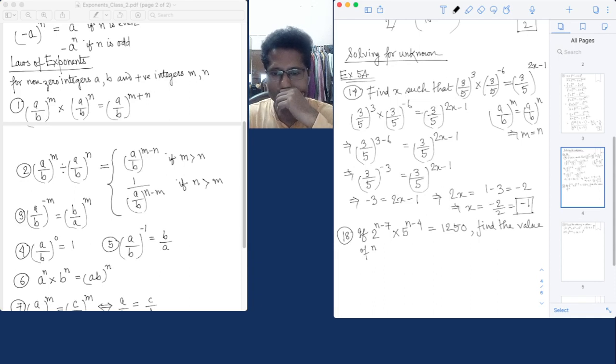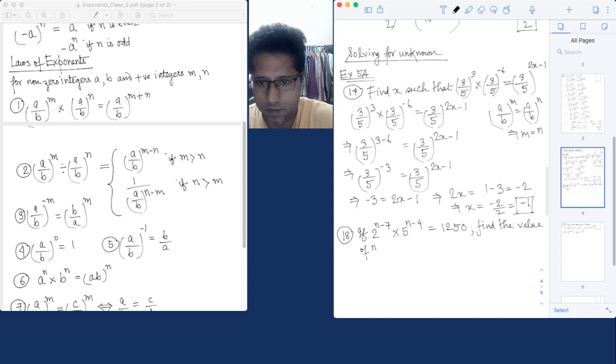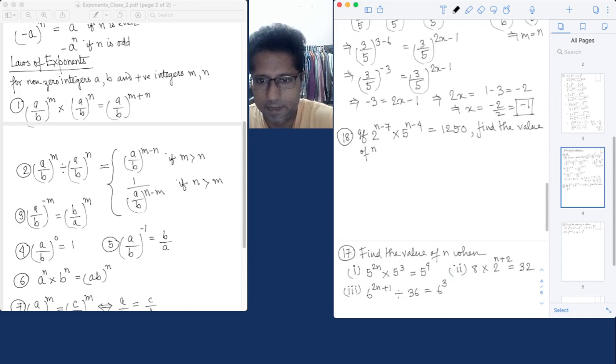Okay, let's solve another problem, that is question number 18. It says if 2 raised to the power n minus 7 multiplied by 5 raised to the power n minus 4 equals 1250, then find n. Now we can clearly see that on the left hand side we have the product of two exponents where the bases are different. Bases are 2 and 5.